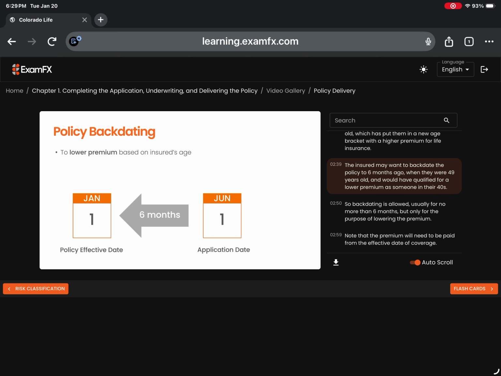The insured may want to backdate the policy to 6 months ago when they were 49 years old and would have qualified for a lower premium as someone in their 40s. So backdating is allowed, usually for no more than 6 months, but only for the purpose of lowering the premium. Note that the premium will need to be paid from the effective date of coverage.